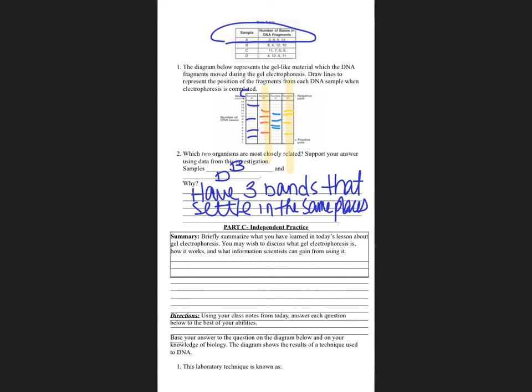Part C, independent practice. Briefly summarize what you have learned in today's lesson about gel electrophoresis. You may wish to discuss what gel electrophoresis is, how it works, and what information scientists can gain from using it. Please have this information ready for tomorrow's Zoom call. I will make sure to ask everyone to give their own version of a summary at this part. So this will be done on the Zoom call.